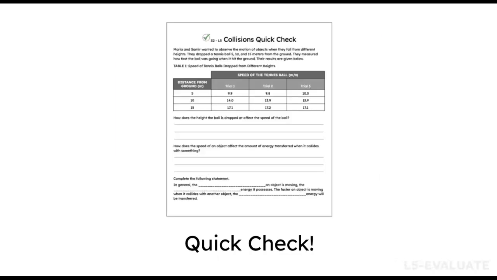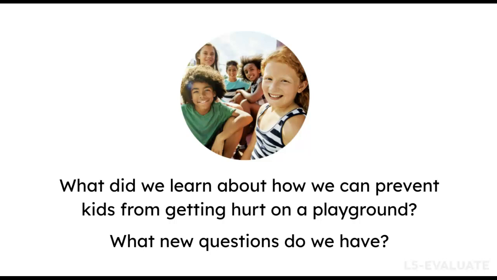For the Evaluate portion, you'll have students complete the Collisions Quick Check student journal page independently. To support student sense-making across the unit, orient them back to the driving question board. Ask, what did we learn about how we can prevent kids from getting hurt on a playground? And what new questions do we have?